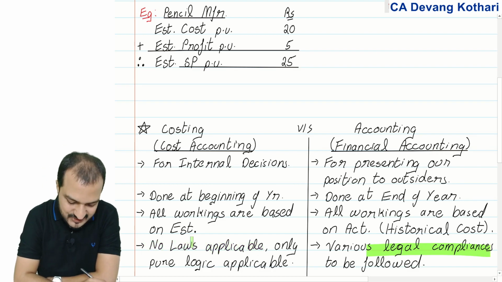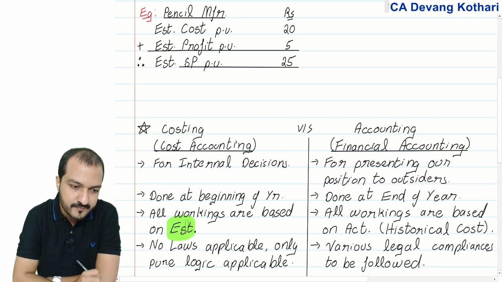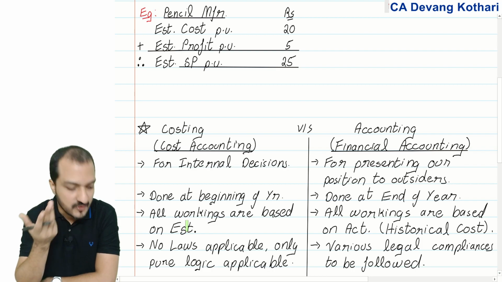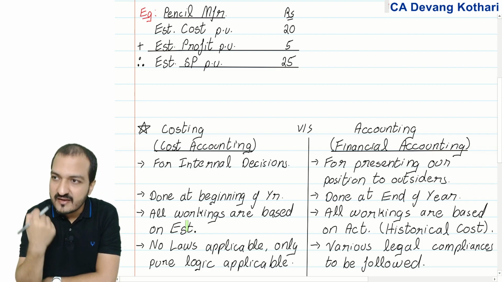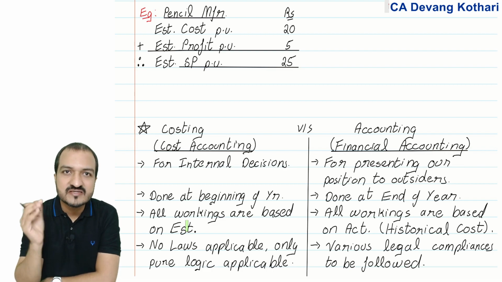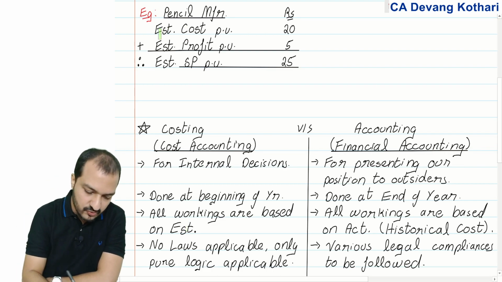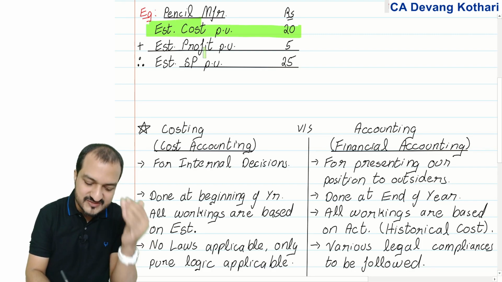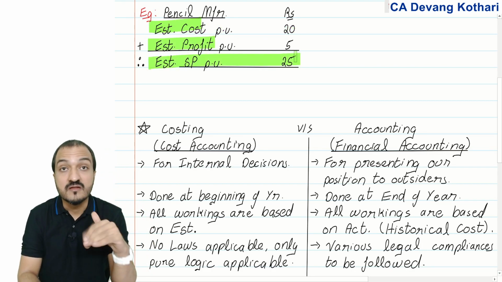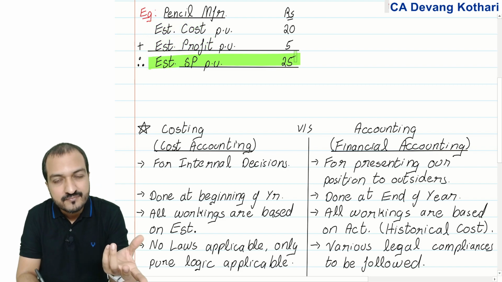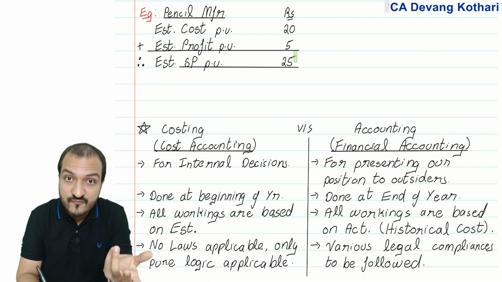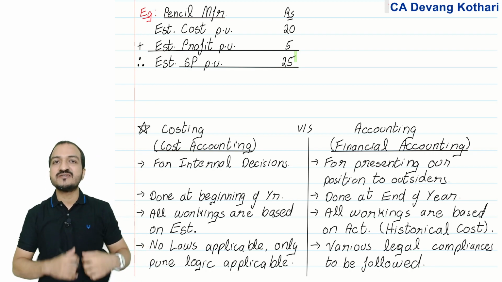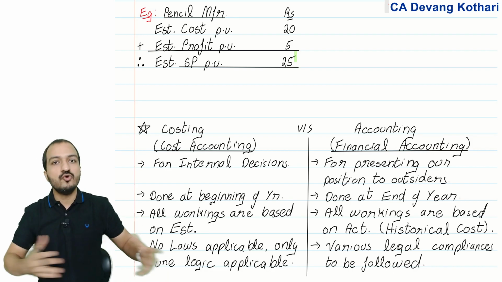Clear? Now you might have a question that, sir, if everything is based on estimates, isn't it possible that the estimates might go wrong? Yeah, definitely it is possible, estimates can go wrong. Now, just because estimates can go wrong, does it mean that you don't make the estimate? No, you will have to still make an estimate. You will have to estimate cost, estimate profit, estimate selling price. Then if the estimate goes wrong, okay, you made a mistake, you learn from your mistake, and next time you estimate better. So just because estimates can go wrong doesn't mean you don't make estimates.